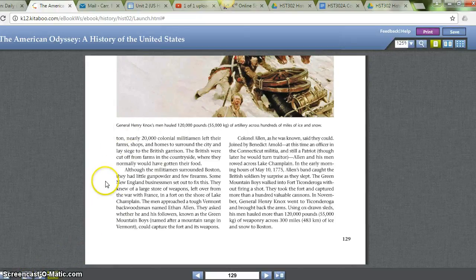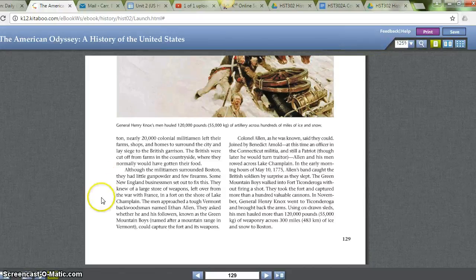Although the militiamen surrounded Boston, they had little gunpowder and few firearms. Some New England businessmen set out to fix this. They knew of a large store of weapons left over from the War with France in a fort on the shore of Lake Champlain. The men approached a tough Vermont backwoodsman named Ethan Allen.